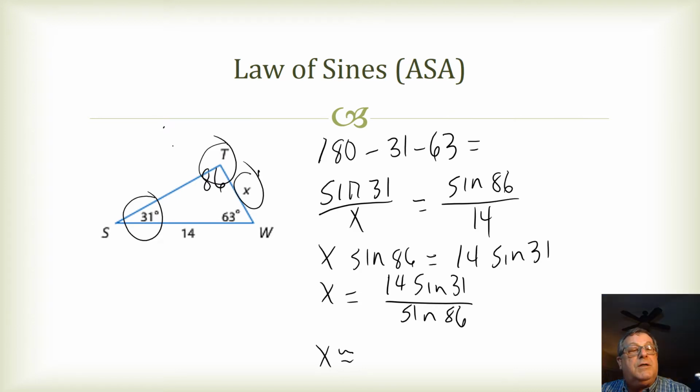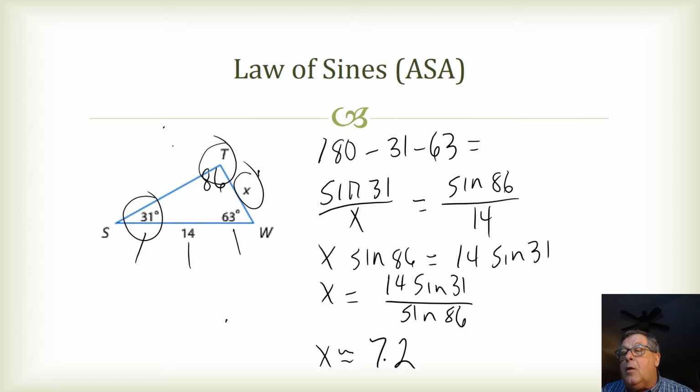So let's see, 14 times the sine of 31 divided by the sine of 86. I'm going to round this to the nearest tenth. It comes to 7.22814722. To the nearest tenth, 7.2. So x is approximately equal to 7.2. That was the law of sines, and if you notice, we had angle, side, angle. That's what we were given. All right, let's look at another one.